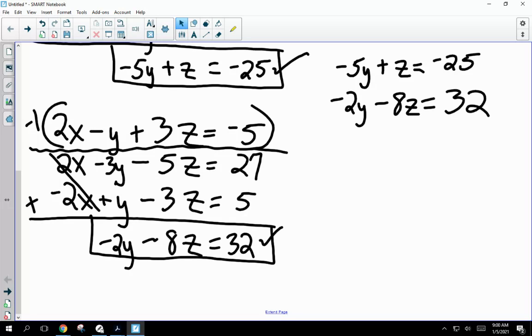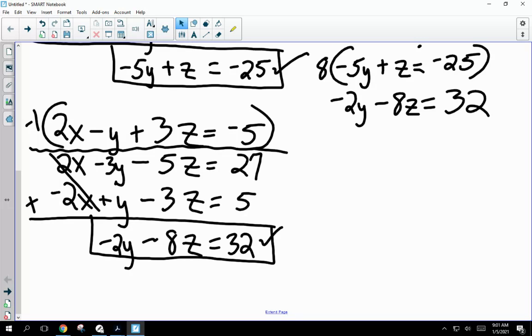But now I can say, okay, which one's easier to multiply? And I'm going to say this one because this is z by itself. If I did these two right here, the y's, I'd have to multiply each by the opposite. So I have to multiply the top one by 2 and the bottom equation by 5. Instead, I'm going to multiply the entire top equation by 8 in order to get the z's to eliminate.